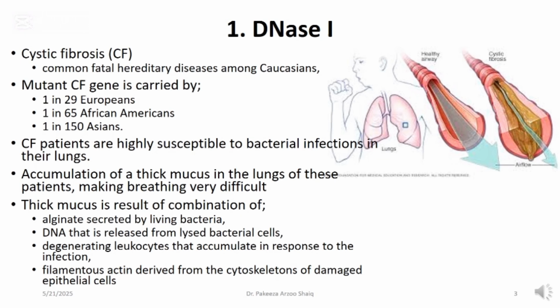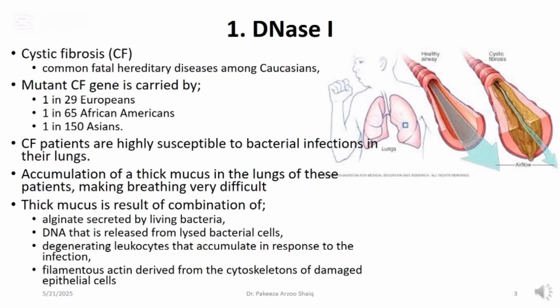prevalent among Caucasians. So this mutant CF gene is carried by 1 in 29 Europeans, whereas its frequency for African Americans is 1 in 65, whereas for Asians it is 1 in 150. So the number is slightly different for Europeans and Asians, but this doesn't mean that cystic fibrosis does not exist for Asian communities.